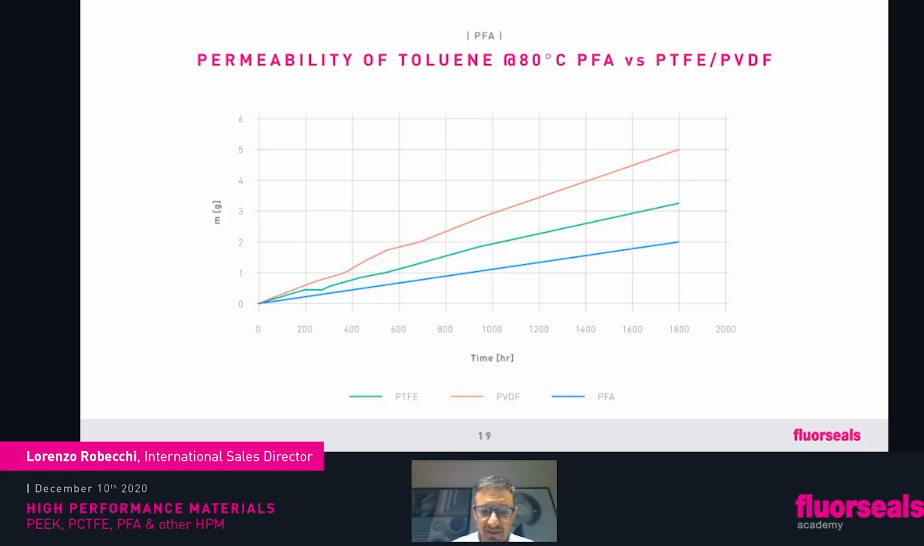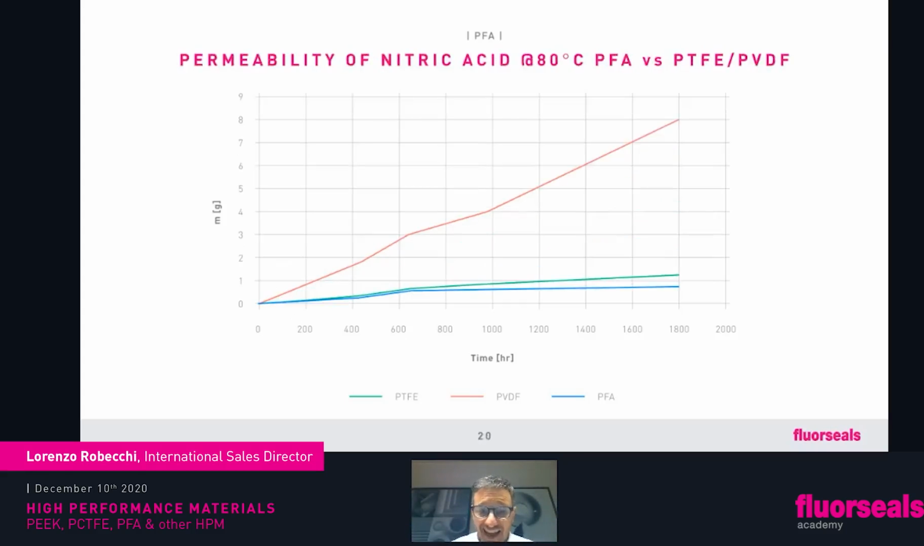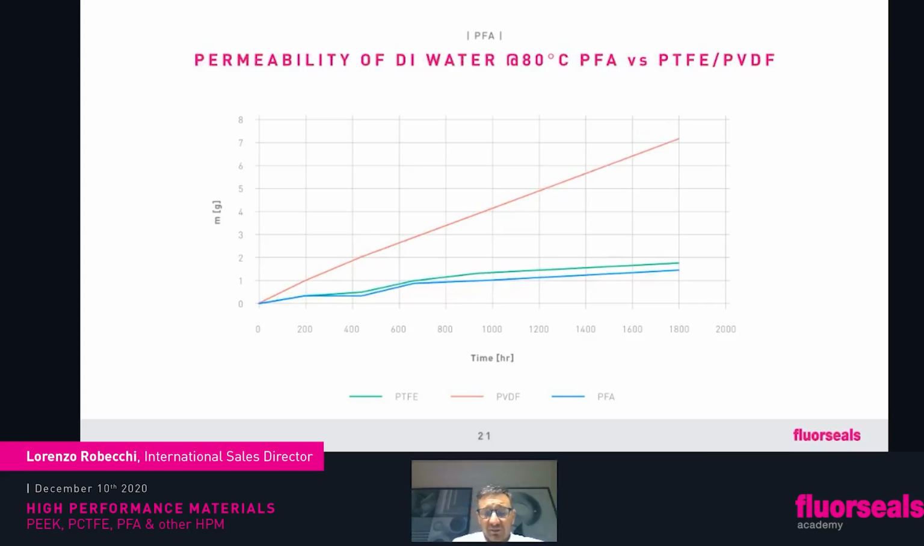This is toluene, 80 degrees. Nitric acid, 80 degrees. You definitely don't want to use PVDF. You may use PTFE, and yet PFA is slightly better than PTFE. And also in water at 80 degrees. What those graphs tell us is that PFA is a very good barrier material. This is why it's used, for example, in semicon, where you have aggressive chemicals and very, very sophisticated devices that need to be protected. So PFA is, in this case, the material of choice.